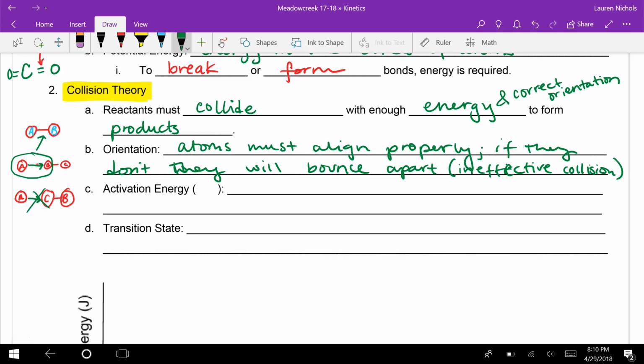Another thing that the collision theory says, it has to have enough energy. This is called our activation energy, which is abbreviated as a capital E for energy and a subscript A for activation. And it's the minimum amount of energy required to start a reaction.